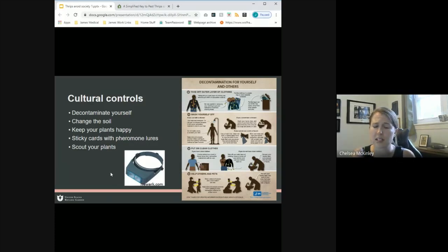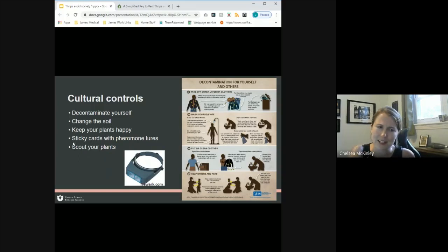Also, just scout your plants on a regular basis. If you have a hand lens and you're watering them, it's good to take a look at them, check them out, flip over their leaves, because the earlier you catch pests, the easier they are going to be to treat. When there's an outbreak, it's not too late, but it's definitely much more difficult to control.